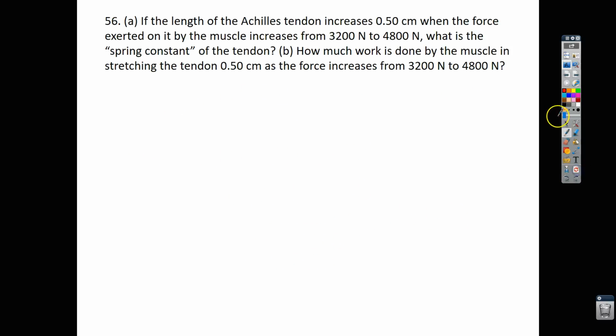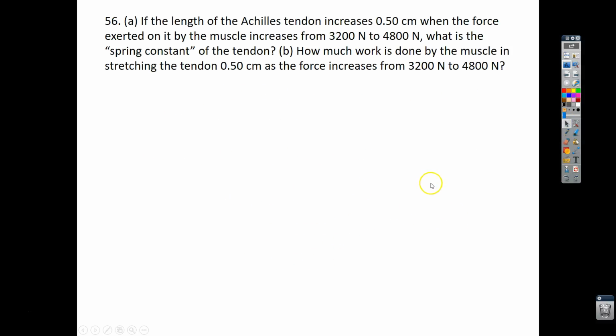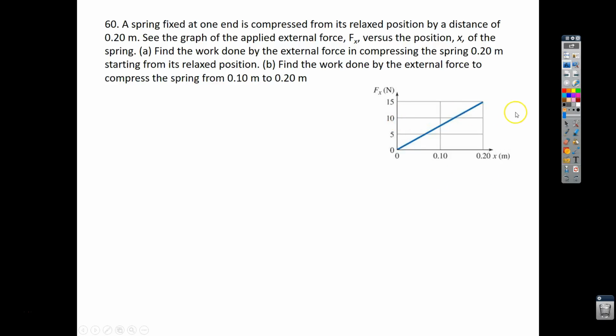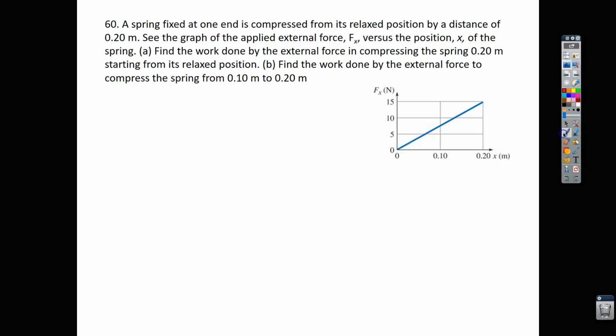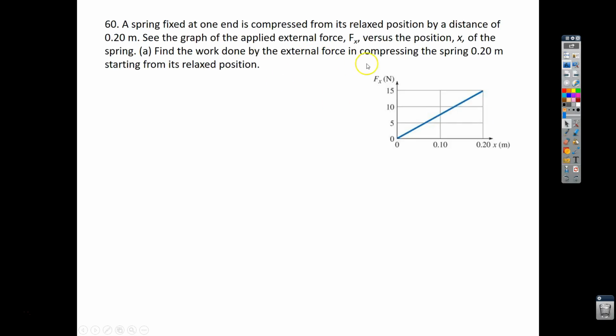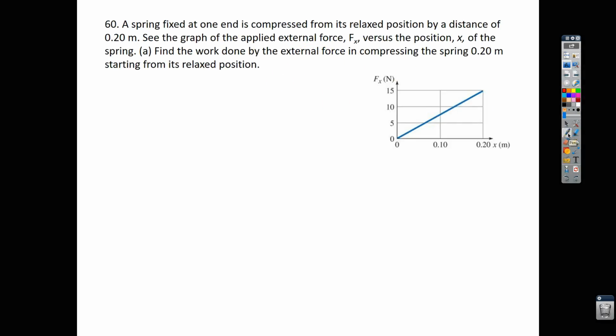Let's go ahead and take a look at the next one. So that was number 56, A and B. This is number 60. It says a spring fixed at one end is compressed from its relaxed position by a distance of 0.2 meters. So there's our 0.2 meters. They want us to see the graph of the applied external force, Fx, versus the position x of the spring. Find the work done by the external force in compressing the spring 0.2 meters from its original position.